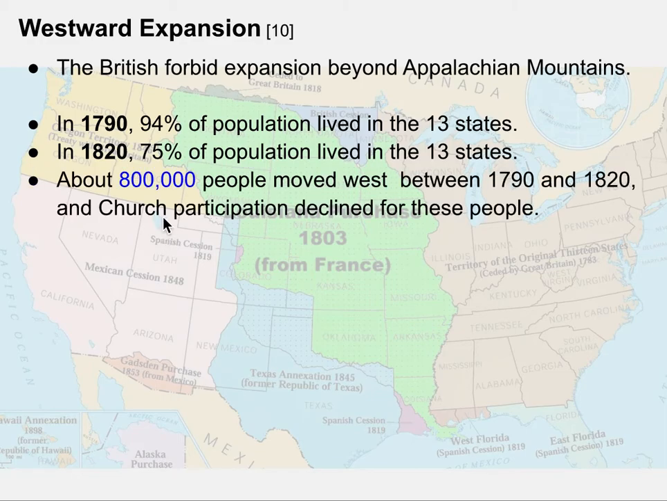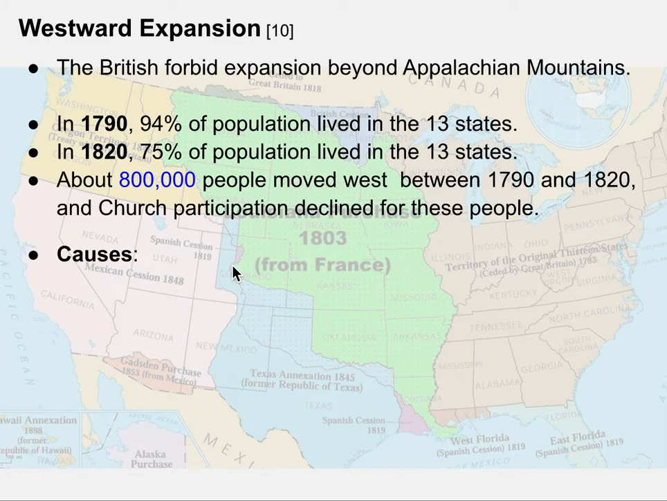The next bullet is about between 1790 and 1820, about 800,000 people moved west. And church participation declined for these people. They moved there, maybe there's no churches to begin with. So, decline in religious participation.